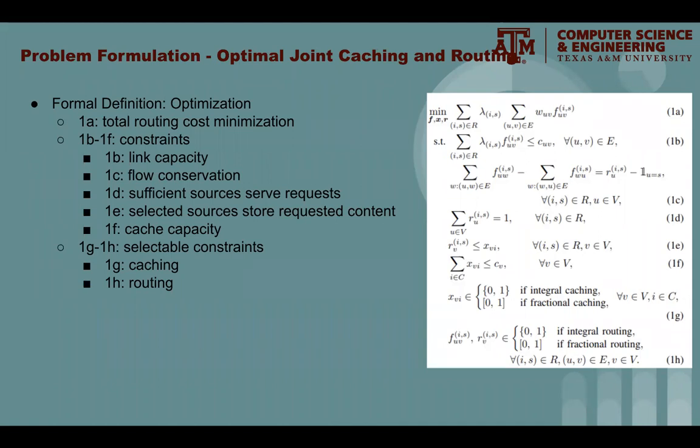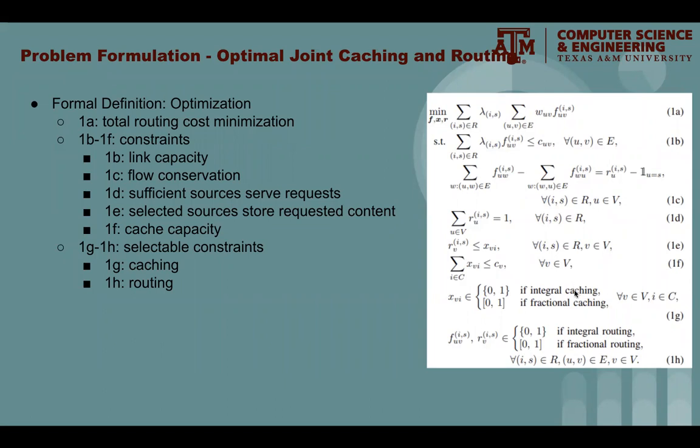So overall, this is an optimization problem. And as you can see in the first line, it shows that to minimize the total routing cost. And from line B to line F, they are all must-have constraints. So 1B is the link capacity, and 1C is the flow conservation. 1D is the sufficient source served request, and 1E is the selected source store request. And 1F is cache capacity.